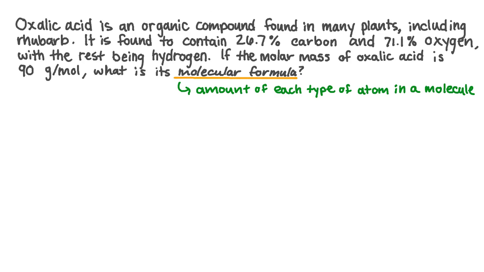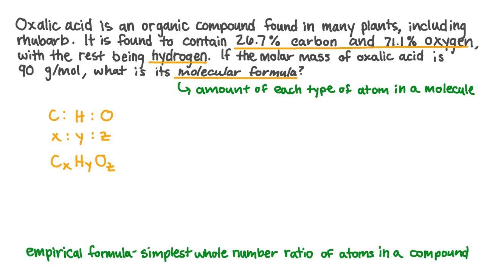The molecular formula tells us the amount of each type of atom that's in a molecule. This problem gives us the percentage of carbon, oxygen, and hydrogen in the compound, which we'll be able to use to create a ratio of carbon to oxygen to hydrogen. If we express this in the simplest whole number ratio of atoms, we would have the compound's empirical formula. And then we could use the molar mass of the compound to determine the molecular formula from the empirical formula.